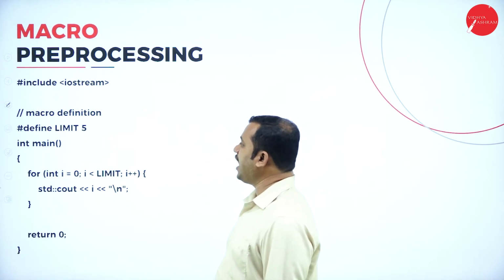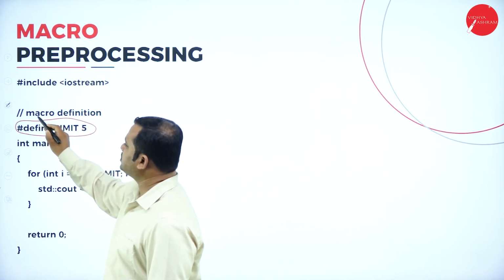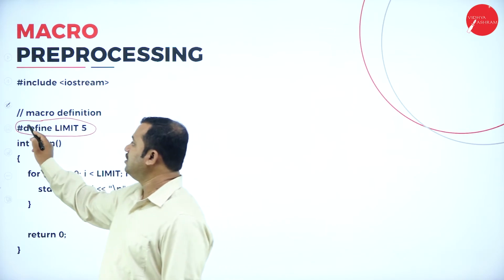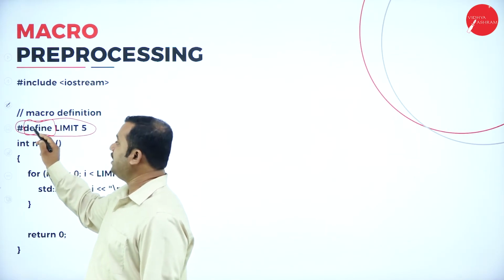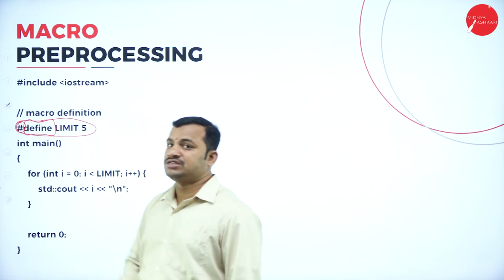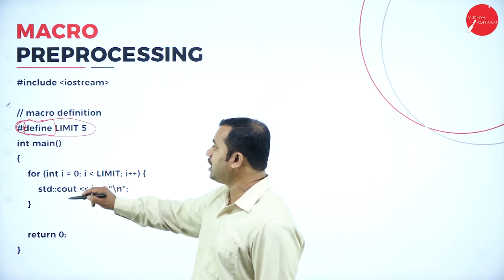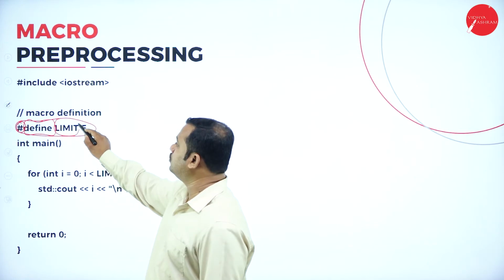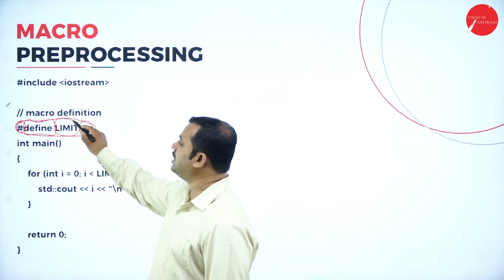Here we have #define LIMIT 5. What is the meaning of this? We have a define keyword here. This is a macro and it is preceded by the # symbol. That is, a directive is needed. A preprocessing directive is needed for this program. What is the name of the macro? We have LIMIT.